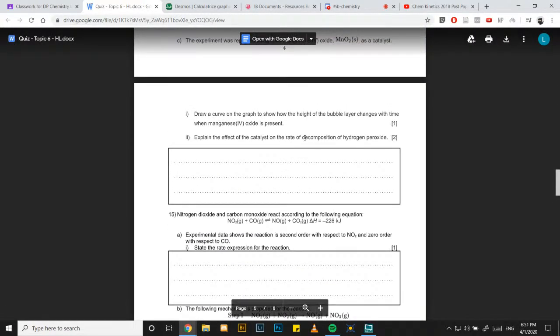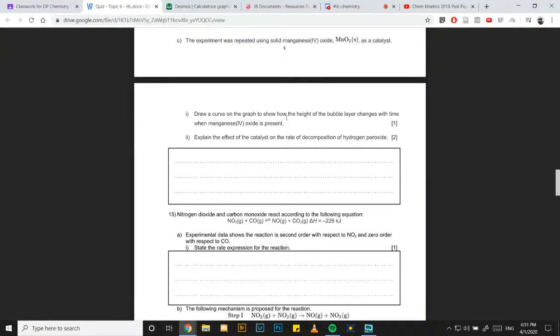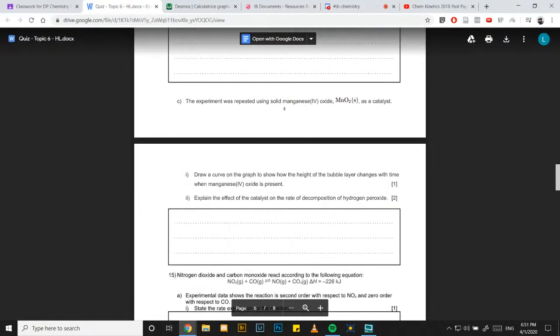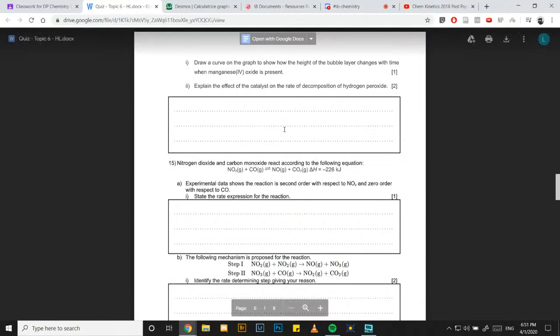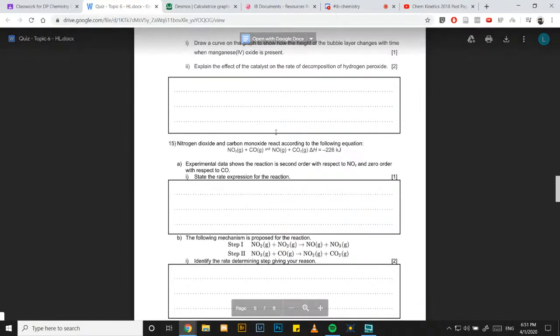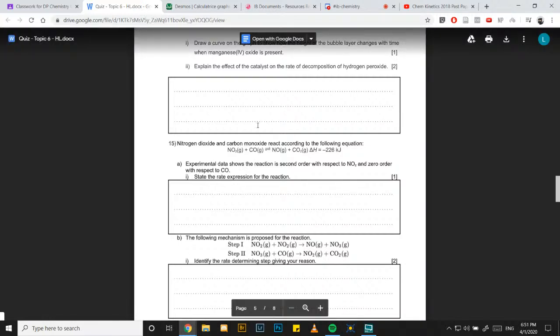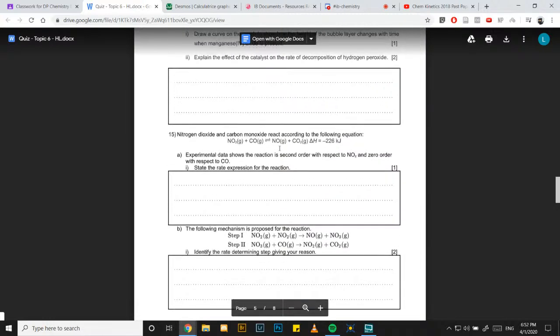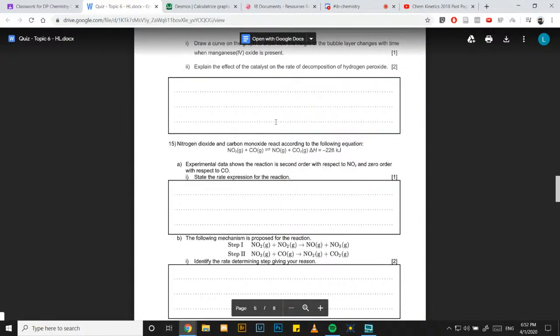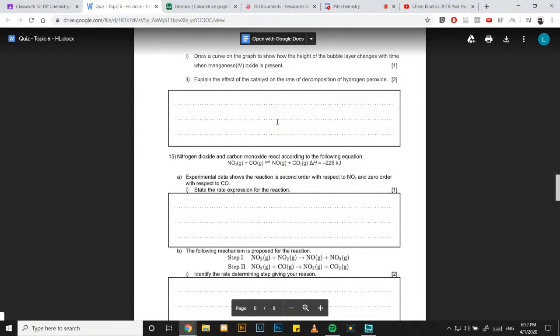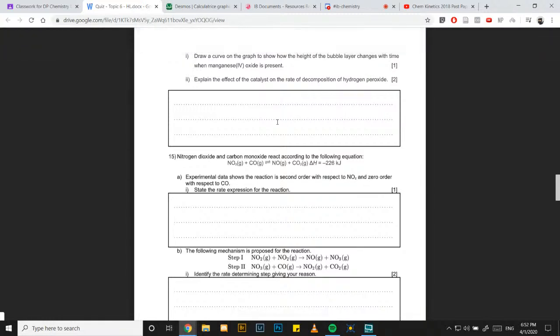Explain the effect of the catalyst on the rate of decomposition of hydrogen peroxide. The catalyst reduces the activation energy of the reaction, which allows more high energy particles to collide. Don't quote me on that. I'm not amazing at these. I'm okay at the math. I'm not perfect at this, but generally the effect of the catalyst is to reduce the activation energy for the decomposition of hydrogen peroxide, which increases the rate of reaction.